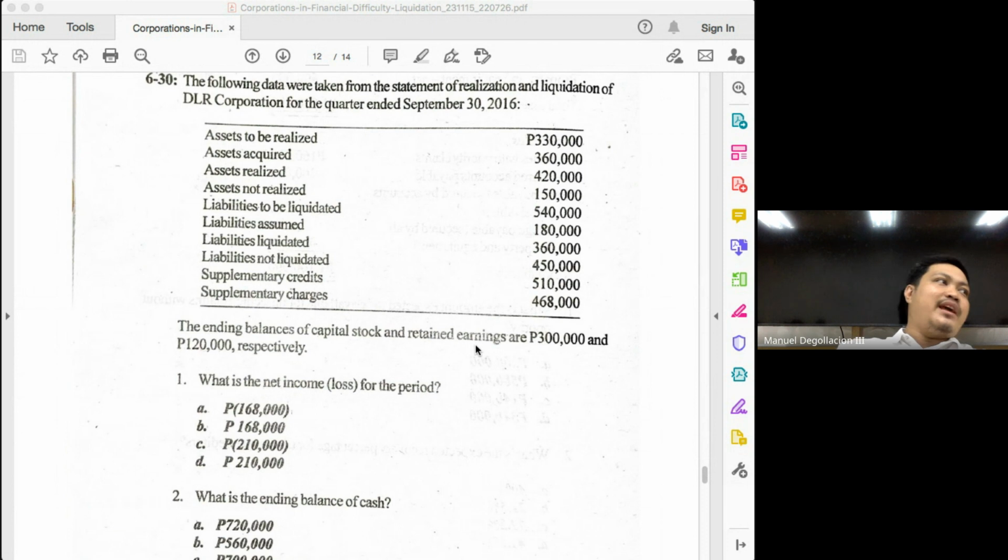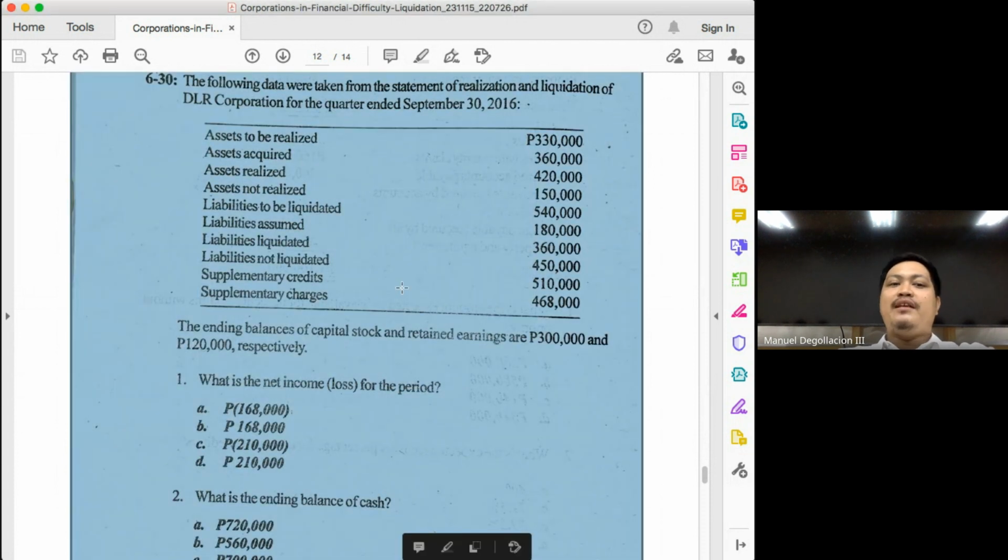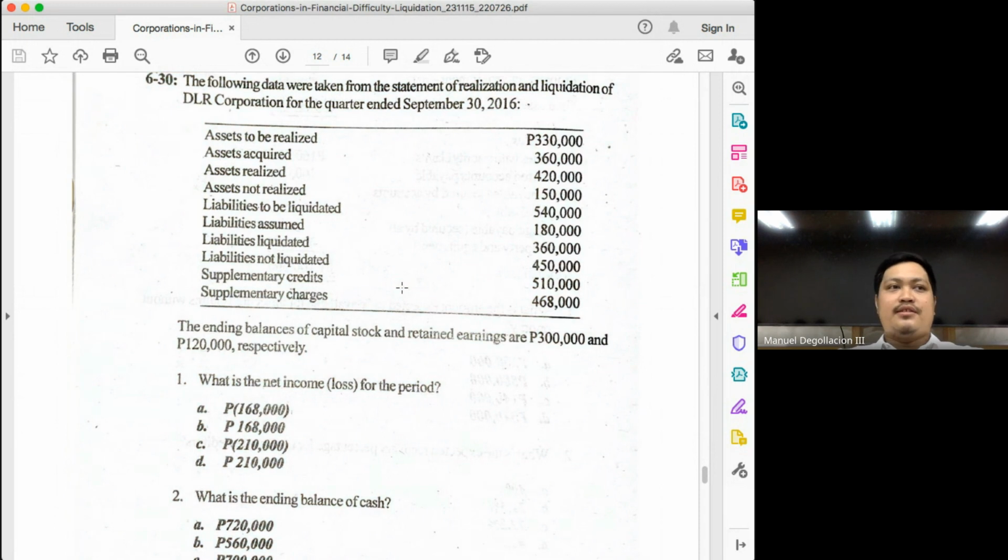Liabilities to be liquidated will represent what? Will represent our beginning liabilities. These are the existing liabilities that we expect to liquidate or settle during the liquidation process. And where do we place the beginning balance of liabilities class? Credit side. Okay, again, you can just use one T account for all of this.